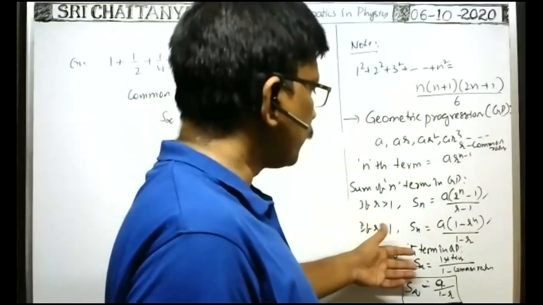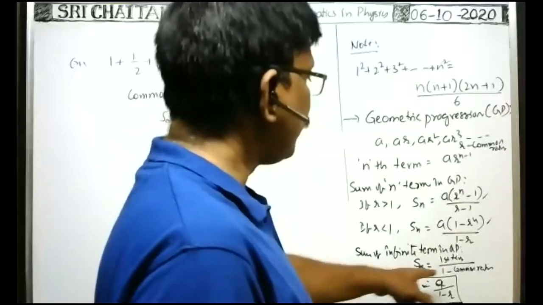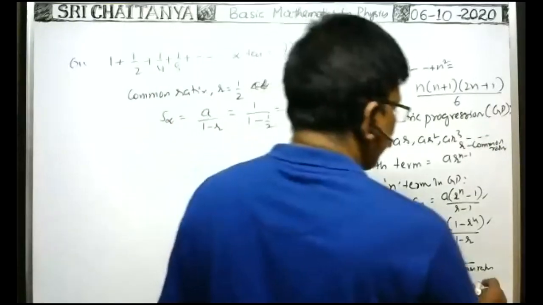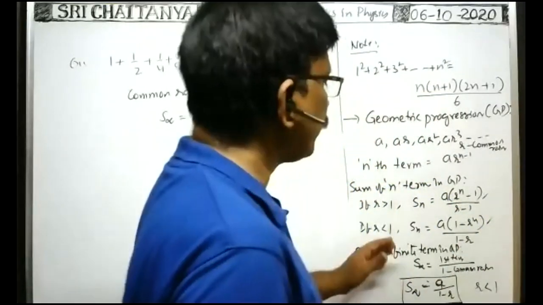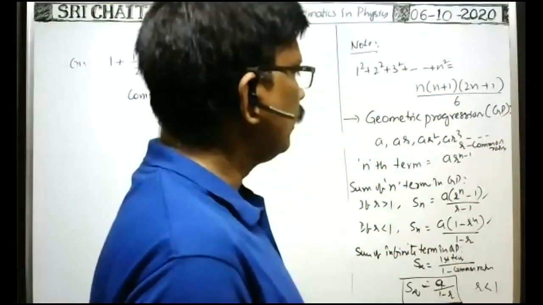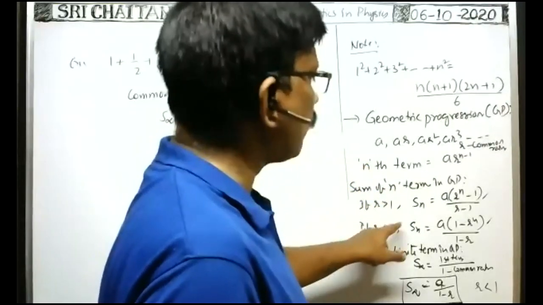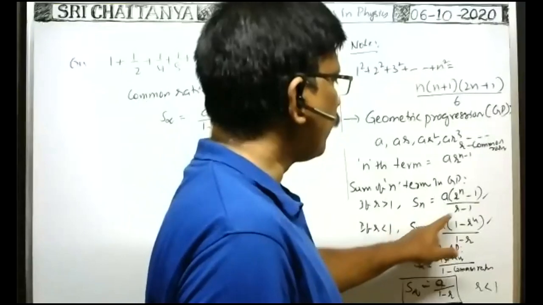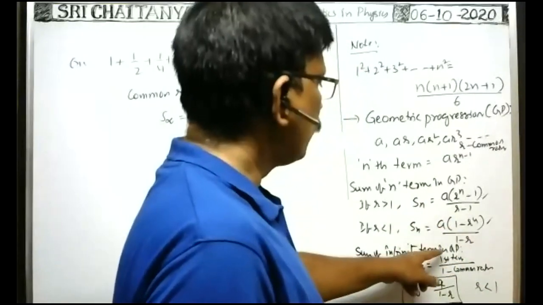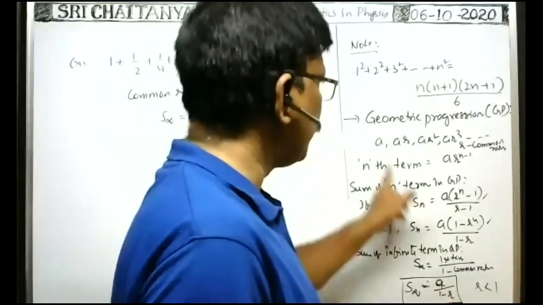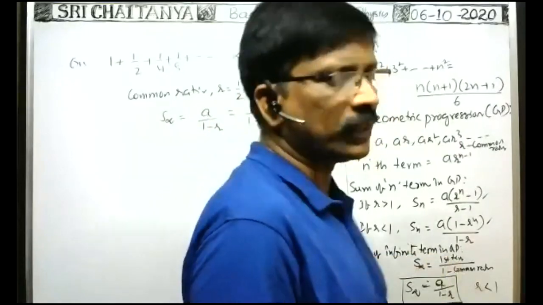Sum of the infinite terms means first term by 1 minus common ratio we have to use, whenever r is less than 1 only. In such case, sum of the infinite terms can be written like this. For n terms when r is less than 1, the formula is this one. For infinite terms, when r is less than 1, the formula is first term a by 1 minus r. This formula is very, very useful to us.